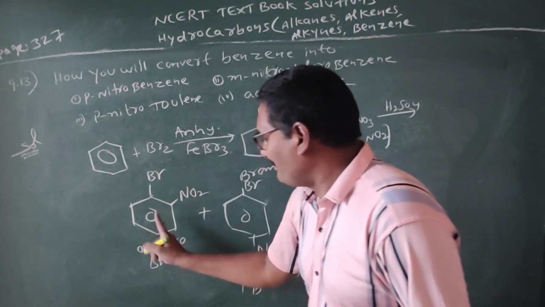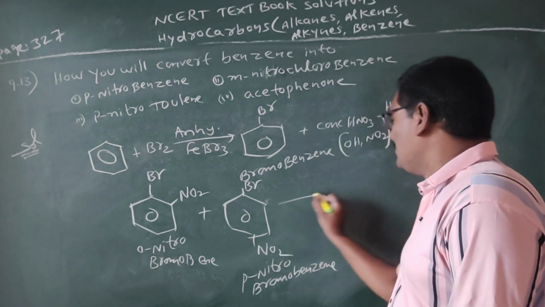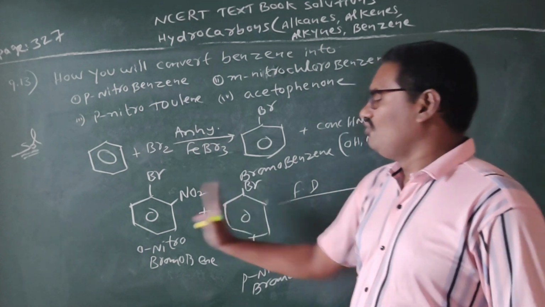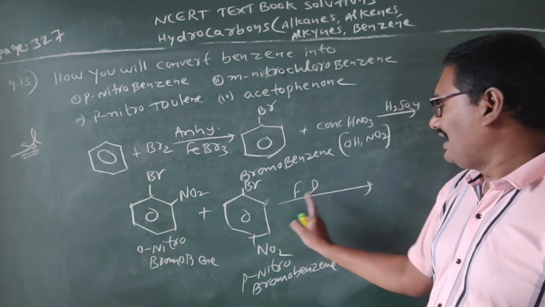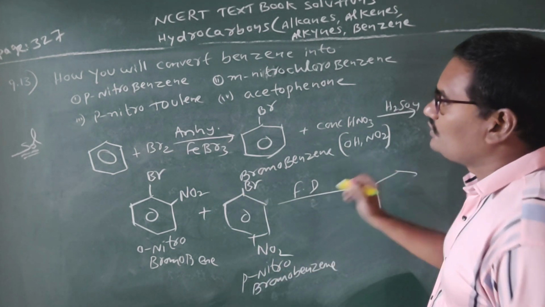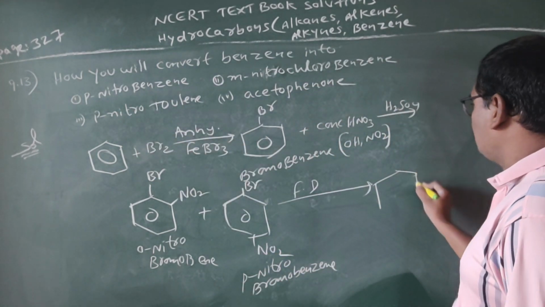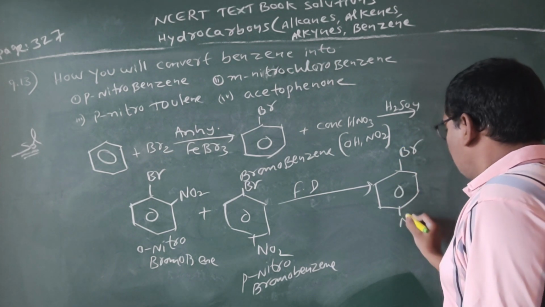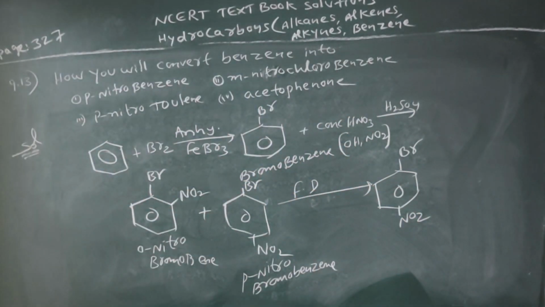The ortho is the minor, 5%, and the para is the major, 95%. On fractional distillation, FD, we will separate the ortho and para compounds. So para-nitrobromobenzene is the answer. Please note it down and I will continue.